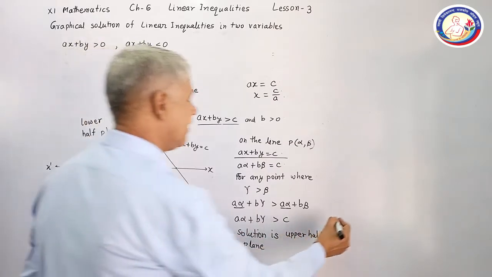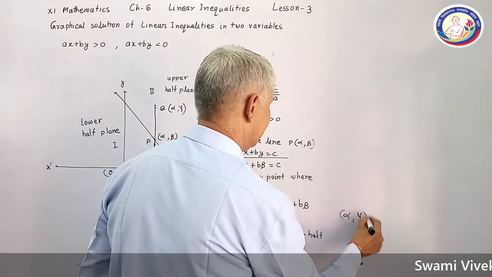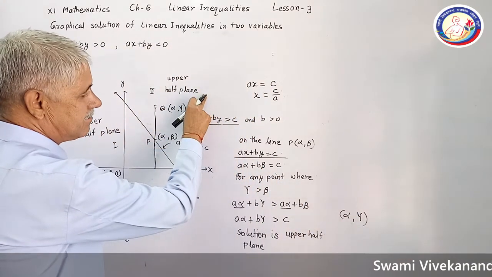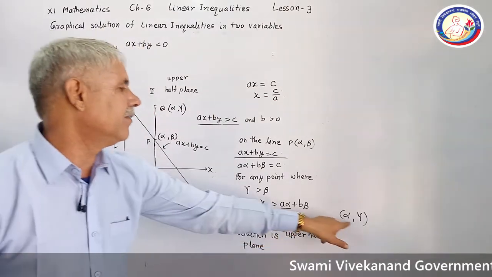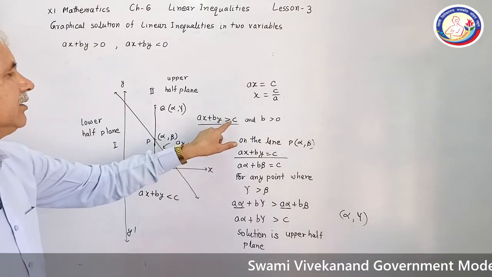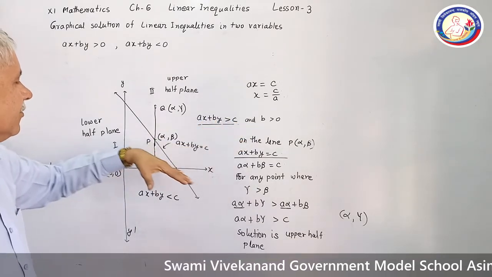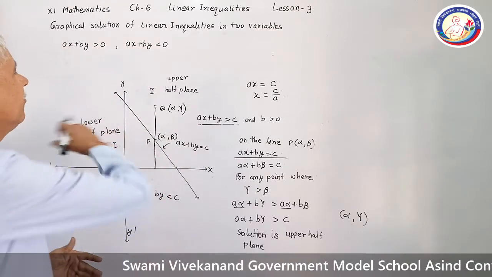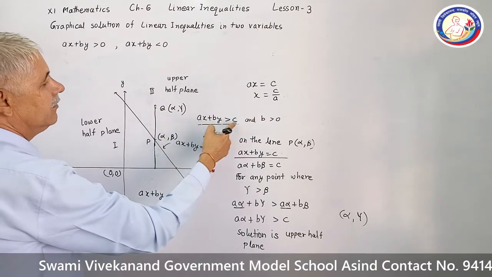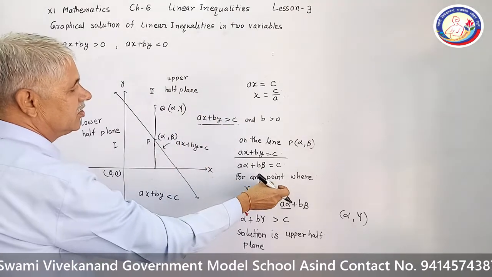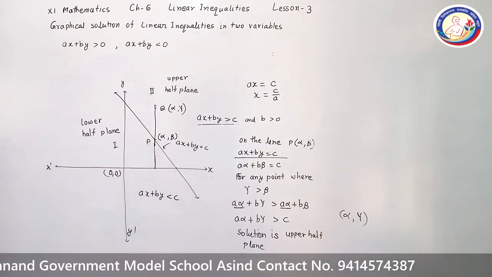And this point (alpha, gamma) is where? This point is in the upper half plane. So each point like (alpha, gamma) will satisfy the inequality ax plus by is greater than c. So this will be the solution. This whole upper half plane will be the solution of this inequality if this condition is satisfied. Now I am taking a point below this.